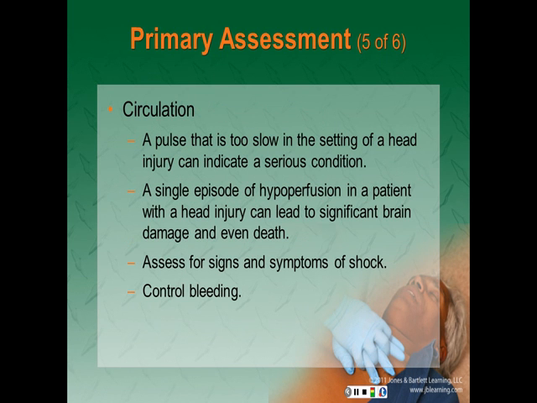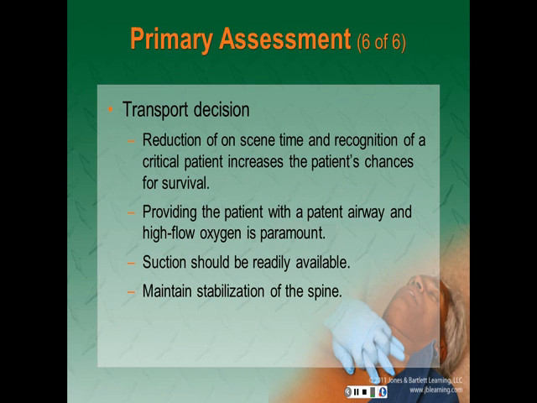A pulse that is too slow in the setting of a head injury can indicate a serious condition. You should always assess airway and breathing prior to moving on to the assessment of circulation by checking the pulse. If the pulse is present and adequate, you can continue to evaluate your patient further. A single episode of hypoperfusion in a patient with a head injury can lead to significant brain damage and even death. Assess for signs and symptoms of shock, treat them appropriately, and control major bleeding.